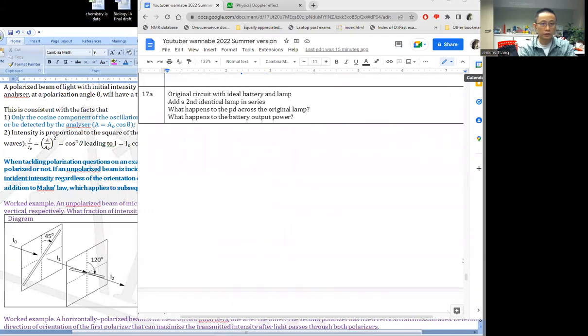Moving on to question 17, they give you an original circuit with a simple battery and a lamp, no internal resistance, and then adding a second identical lamp in series. So the question asks what happens to the battery output. What happens to the PD across the original lamp actually first? So in converting a simple circuit into a simple series circuit, the two bulbs would have to share what used to be still the same source voltage, the same EMF.